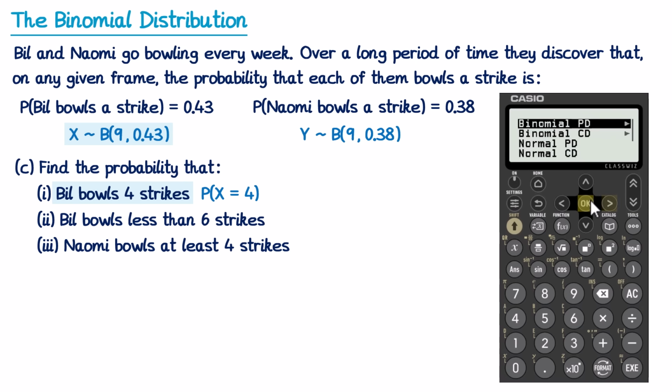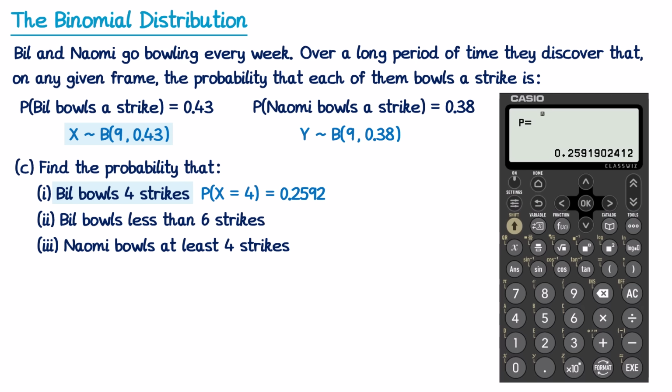We go to distribution, Binomial PD for this one, down to variable. The x value needs to be 4. N for Bill's distribution is 9 for the 9 frames, and his probability of bowling a strike is 0.43. We'll execute this and get the answer, which is 0.2592.